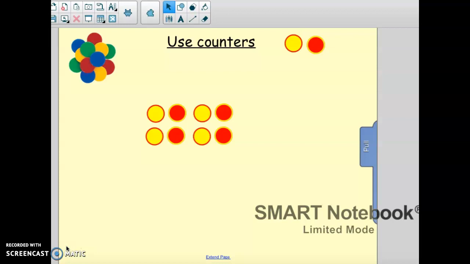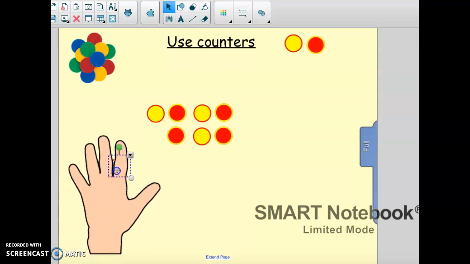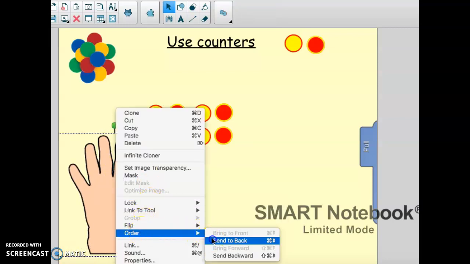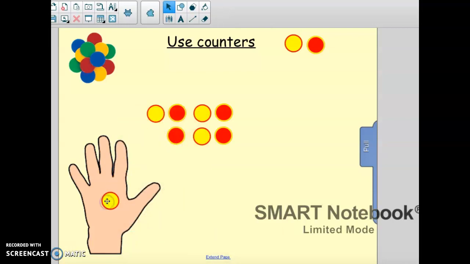Show 0/8 of the collection. That's right, 0/8 of your collection looks like nothing. You should have picked up all of your counters or brushed them all to the side. Put your collection back down, and this time I want you to hold 1/8 of your collection in the palm of your hand. You should have 1 counter in the palm of your hand. That would represent 1/8 of your collection.